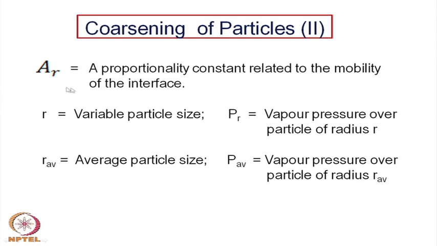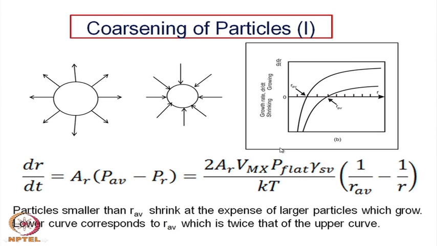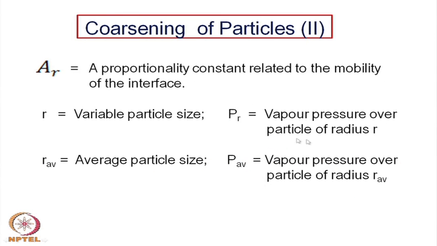It has been explained that A_R is a proportionality constant related to the mobility of the interface, r is the variable particle size, P_r the vapor pressure over the particle of radius r. Whatever terms we have used in this expression are actually explained here. R average, either you call it average particle size or one can say a critical particle size. So, the P average is also the vapor pressure over a particle of radius R_AV or R critical.